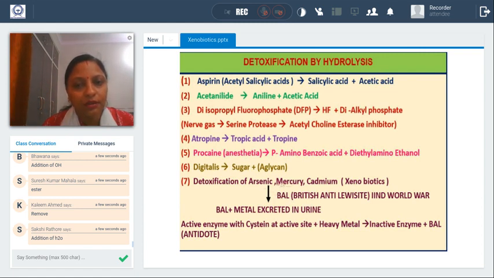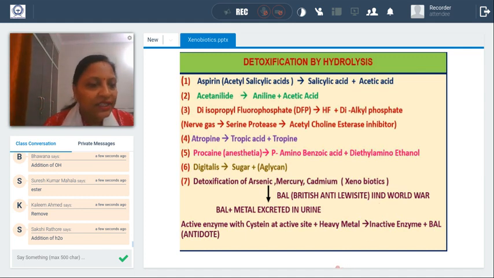These metals are excreted easily with BAL. What is the full form of this BAL? British anti-lewisite, which was used in the Second World War. Active enzyme with cysteine at the active site plus heavy metal converts into inactive enzyme, plus BAL. This is the antidote for these heavy metals, arsenic, mercury, and cadmium, which was used in the Second World War.